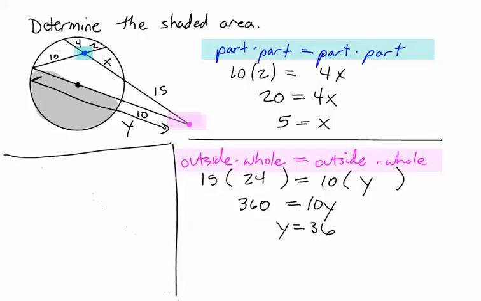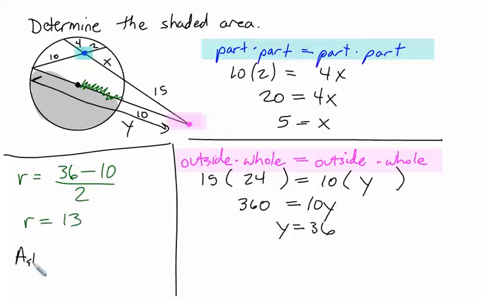Now as we go to try to solve for the area of the circle, the area shaded in the circle, we need the radius. To get the radius, we would take that whole portion, which is 36. We would subtract away the part we already know, which is 10. And then we have to split it in half because that's the diameter and we just want a radius. So the radius is going to be 26 divided by 2, which is 13.